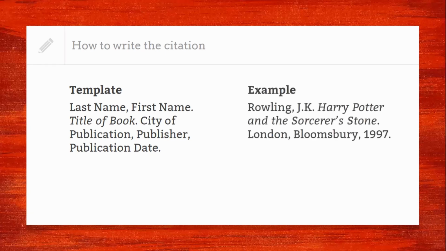Here is an example using J.K. Rowling's Harry Potter and the Sorcerer's Stone. For J.K. Rowling's book, we have Rowling, comma, J.K., because she goes by J.K. instead of her first and middle name. Harry Potter and the Sorcerer's Stone is in italics, followed by a period. Since this book was originally published not in North America, we have London, which is the city it was originally published in, comma, Bloomsbury, which is the publisher, and then 1997, the year it was originally published.